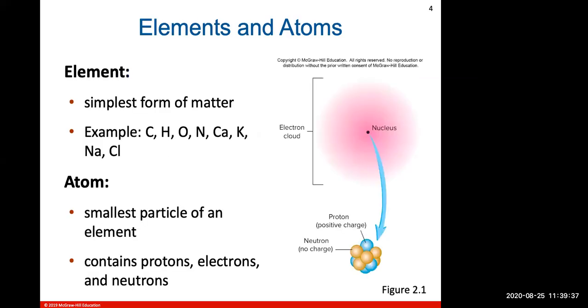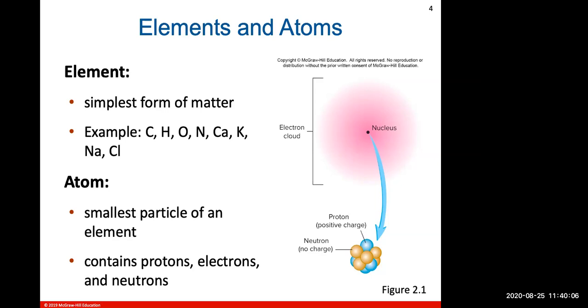Elements and atoms. So elements are the simplest form of matter. And examples of these are carbon, hydrogen, oxygen, nitrogen, calcium, potassium, sodium, and chloride. And they all are abbreviated with those letters that you see right there. So that's what an element is. If you're familiar with the periodic table of elements, it will list all of those elements in increasing atomic number, and we'll talk about what that means.